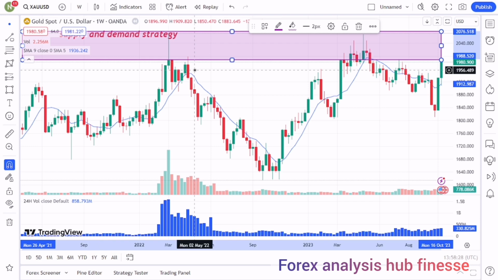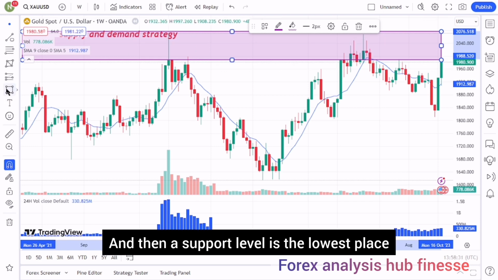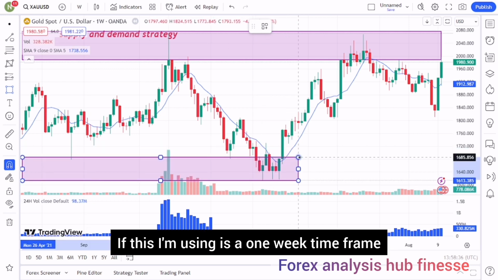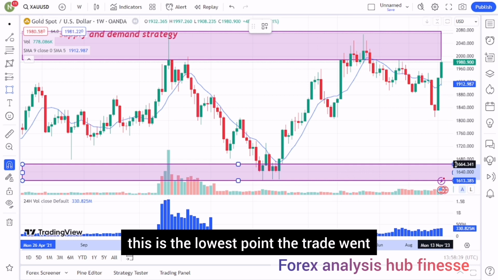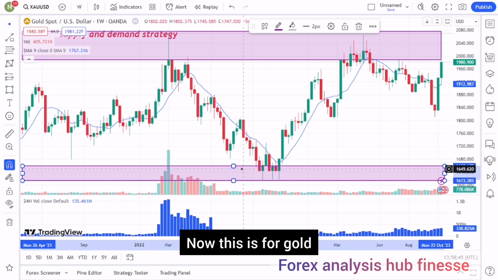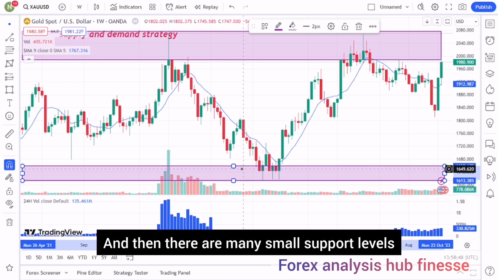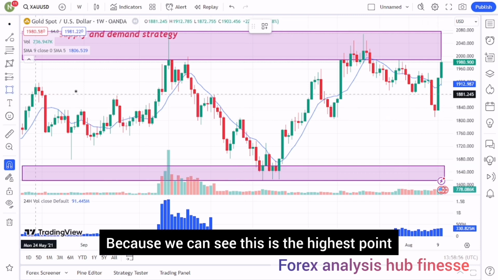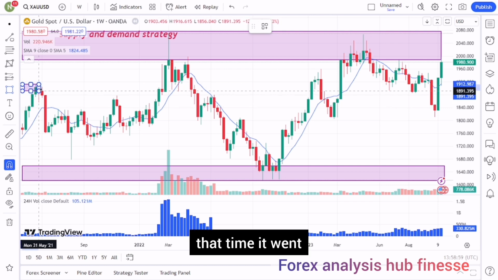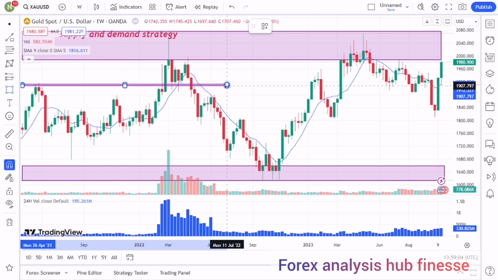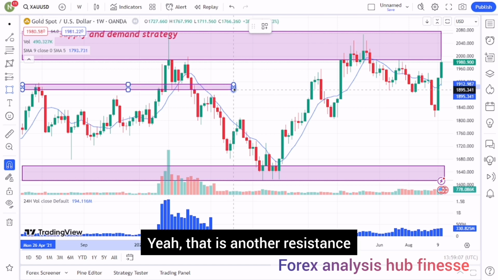You see? And then a support level is the lowest place a trade went in a particular time frame. If I'm using a 1 week time frame, this is the lowest point the trade went. I'm analyzing for gold. That is the lowest place at that time. And then there are many small support levels which are not very strong, and many resistance points which are not very strong. Because we can see this is the highest point it went at that time. So that will be another resistance.